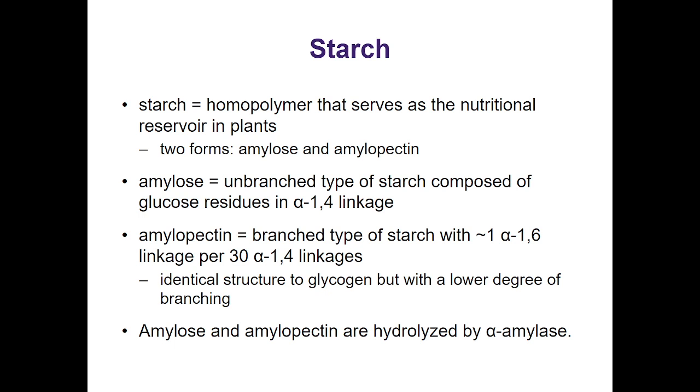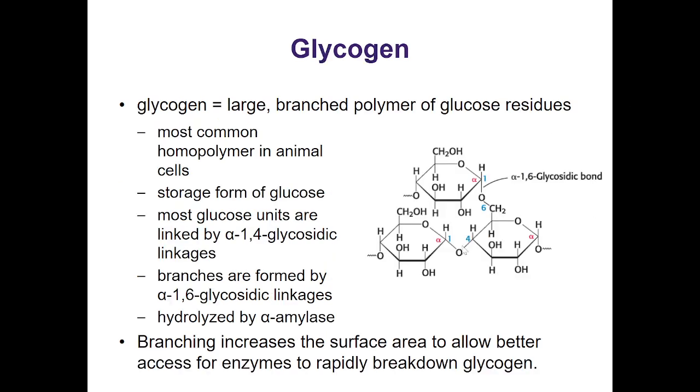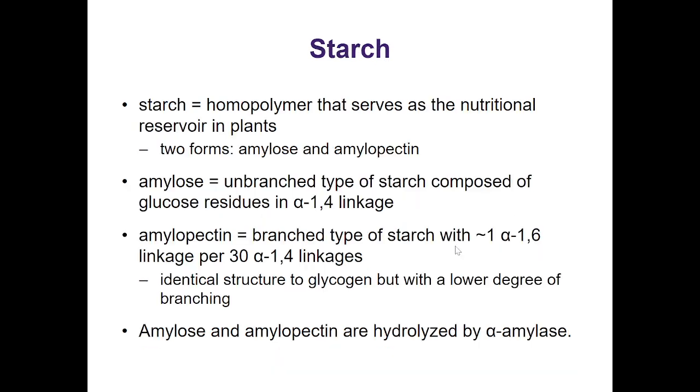Starch is going to be the homopolymer that serves as the nutritional reservoir, typically in plants. There's actually two forms of starch. There's amylose and amylopectin. Okay? The amylose is going to be the unbranched type of starch. This can be composed of glucose residues in the alpha-1,4 linkage. You may notice a similarity. Alpha-1,4 linkage, same one. Okay?